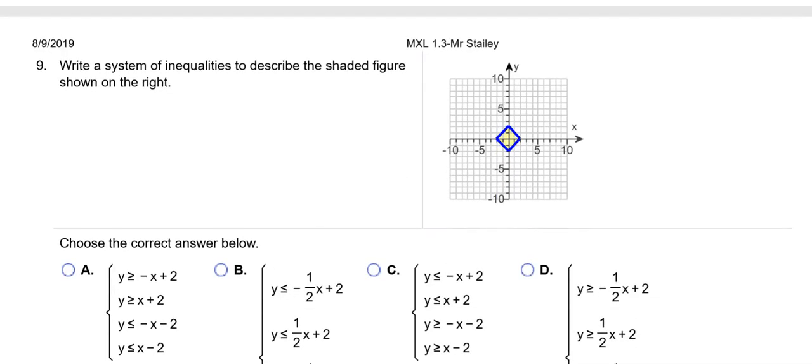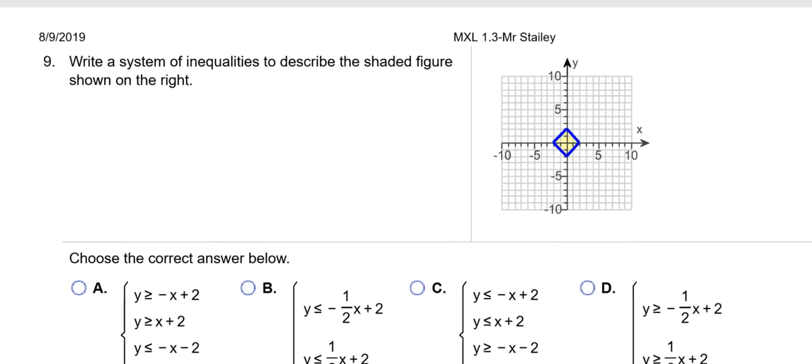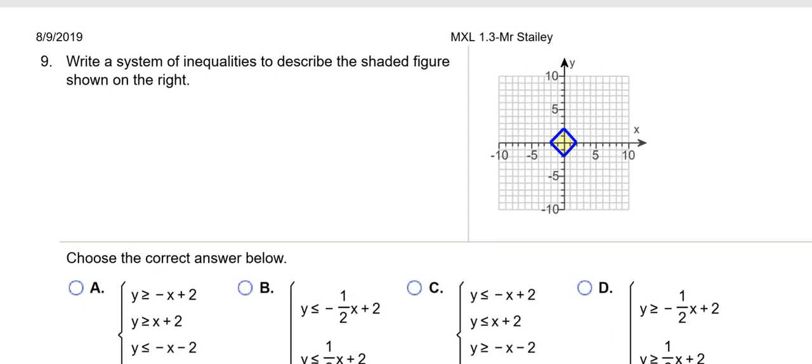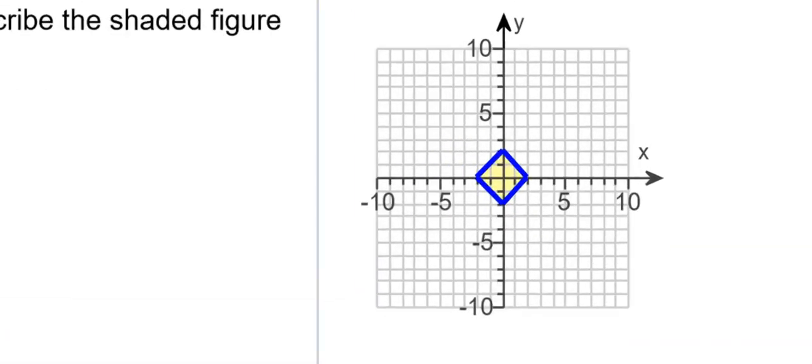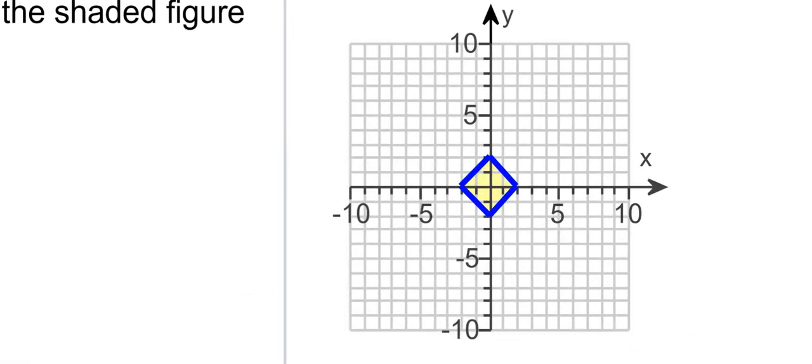Now I don't think I'm going to have one of these questions on your quiz, or test, whatever you want to call it. But you should be able to help me walk through this one.